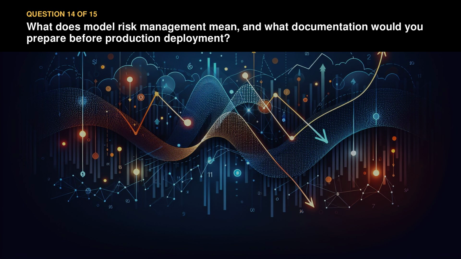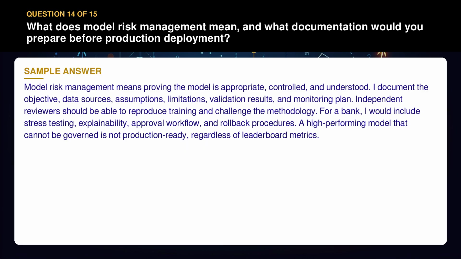Question 14. What does model risk management mean, and what documentation would you prepare before production deployment? Model risk management means proving the model is appropriate, controlled, and understood. I document the objective, data sources, assumptions, limitations, validation results, and monitoring plan. Independent reviewers should be able to reproduce training and challenge the methodology. For a bank, I would include stress testing, explainability, approval workflow, and rollback procedures. A high-performing model that cannot be governed is not production-ready, regardless of leaderboard metrics.